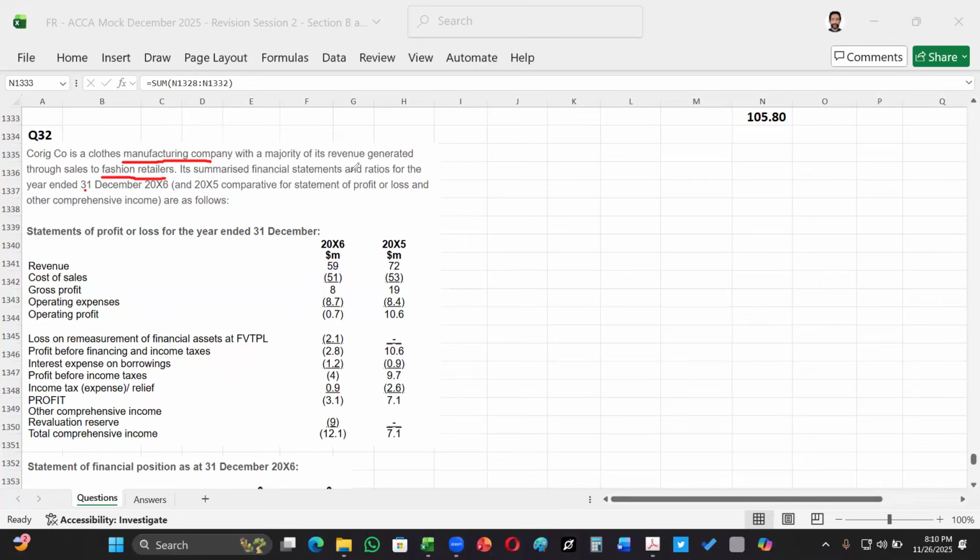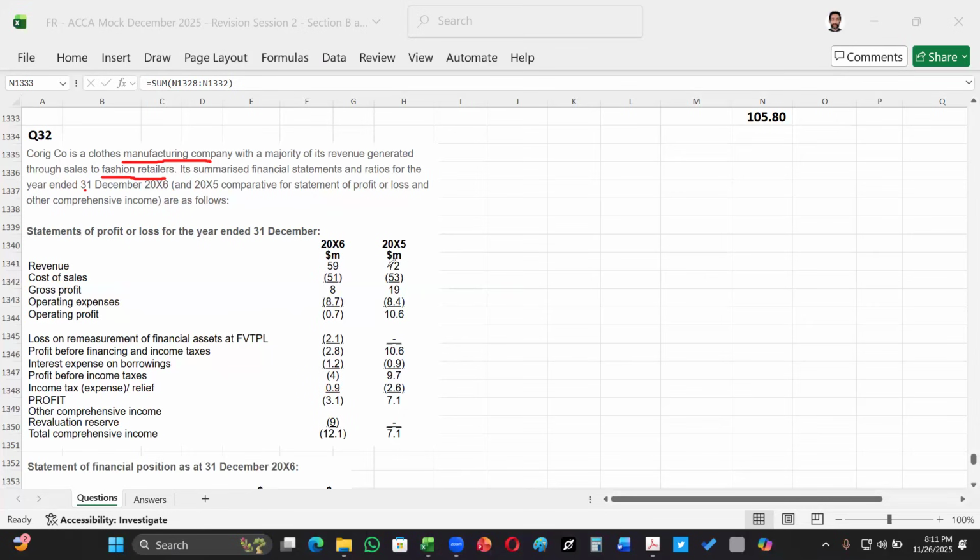It's summarized financial statements and ratios for the year ended 31st of December 20x6, with 20x5 comparative, for the statement of profit and loss and other comprehensive income, as follows. Okay, so we are provided with the statement and the ratios as well. The ratios will be below. Let's look at the overall situation before we look into any ratios.